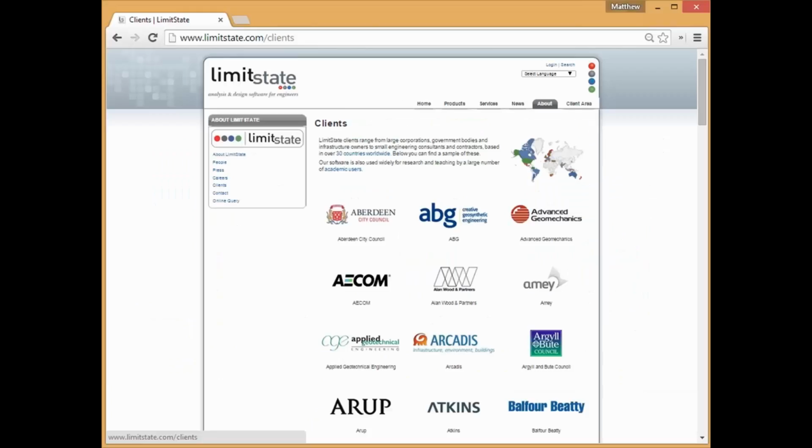In terms of customer base, we have many customers, many big names. So in the UK, AECOM, Amey, Arup, Atkins, Balfour Beatty, big names using the software.